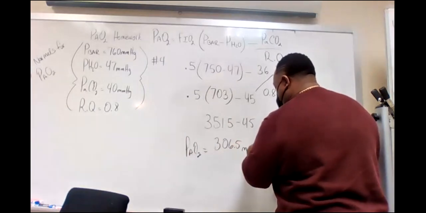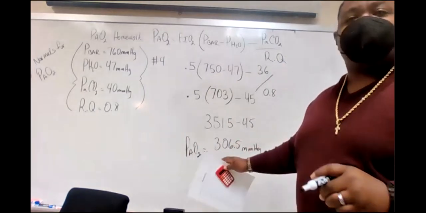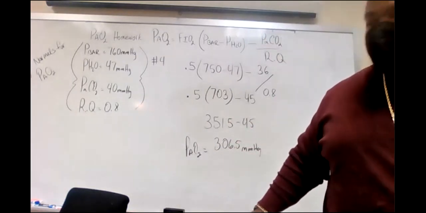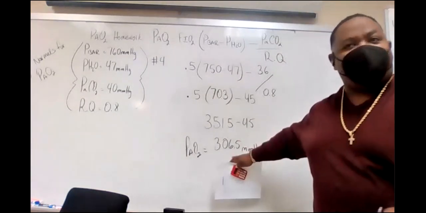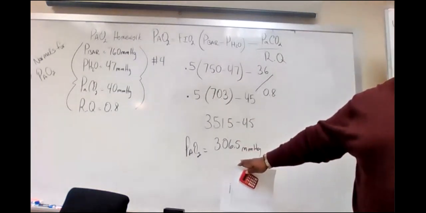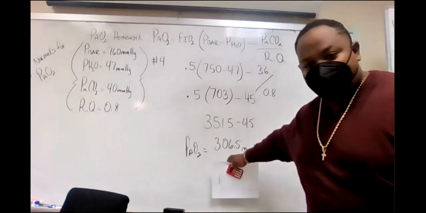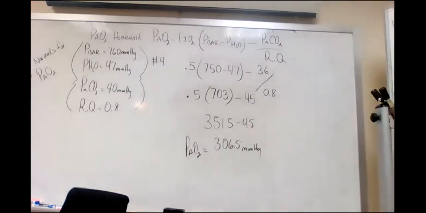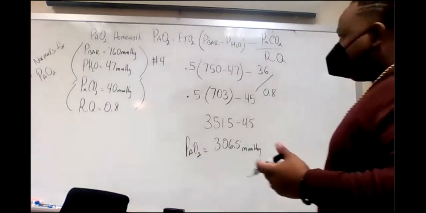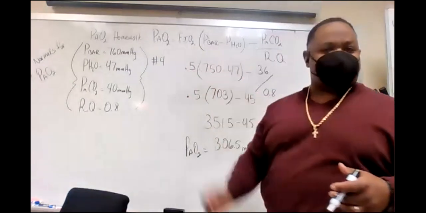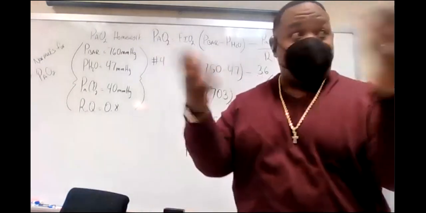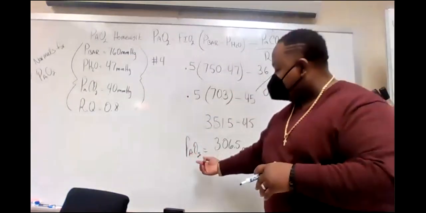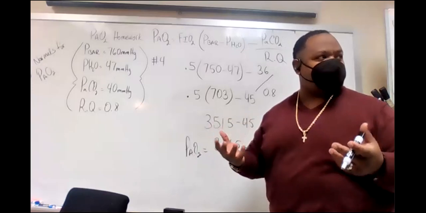The PAO2 is 306.5 millimeters of mercury. Now, I told you guys, what is the normal PaO2? 100. So why is this number so high? What's the ultimate reason this number is so high? Because they've added in oxygen. Good, because they're on 50% oxygen. They're not on room air, right? If I'm adding more oxygen, there's going to be more oxygen pressure in my alveoli.